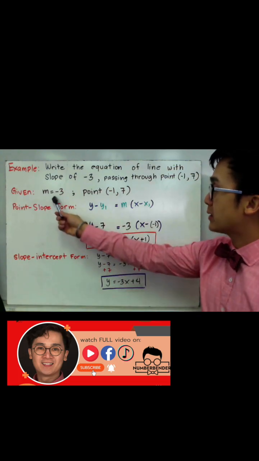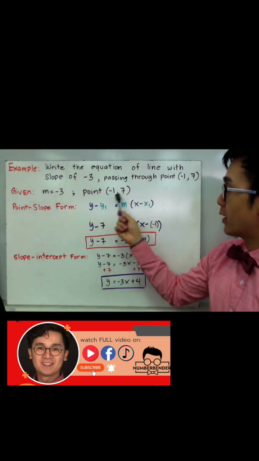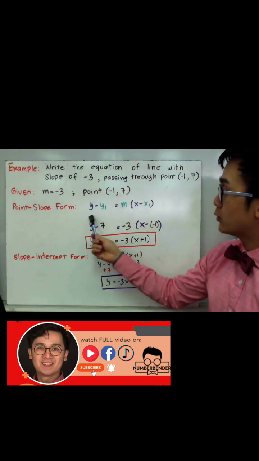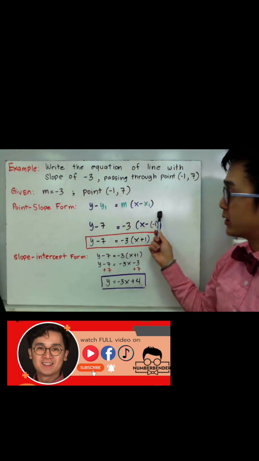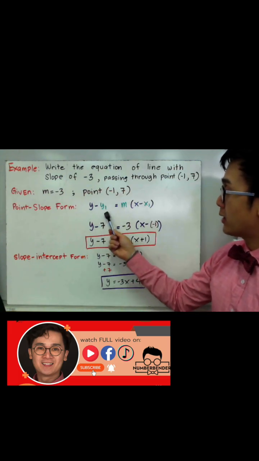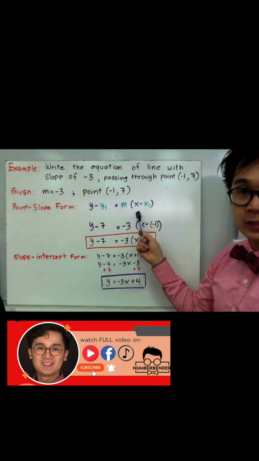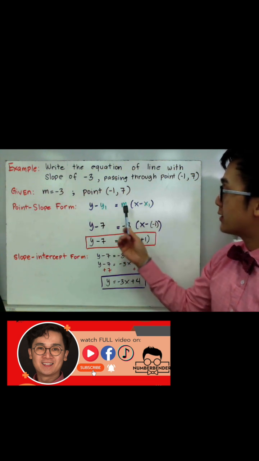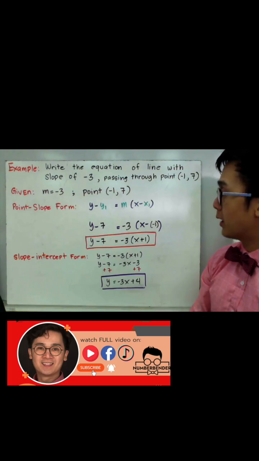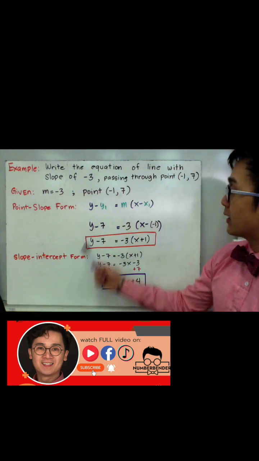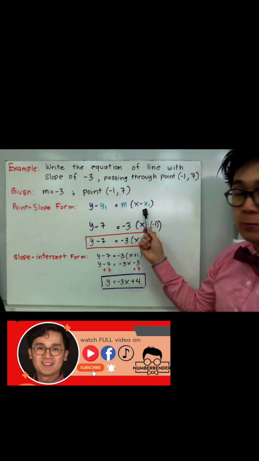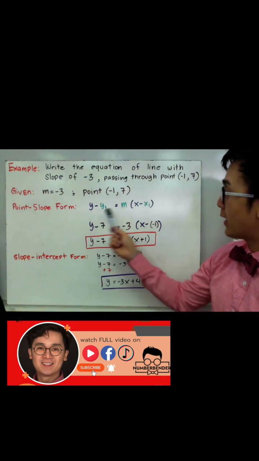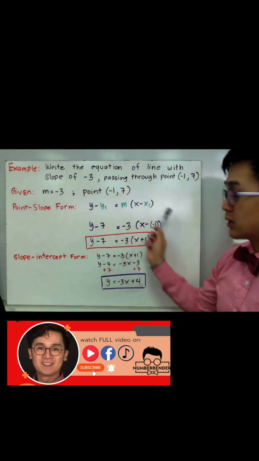So if m is -3 and the point is (-1, 7), all we need to do is to use the formula of the point-slope form, which is y - y1 = m(x - x1). In this case, there are 2 y's and 2 x's that you're seeing in your formula. What you will change is your y1 and x1, and you will leave your y and x as in the original formula.